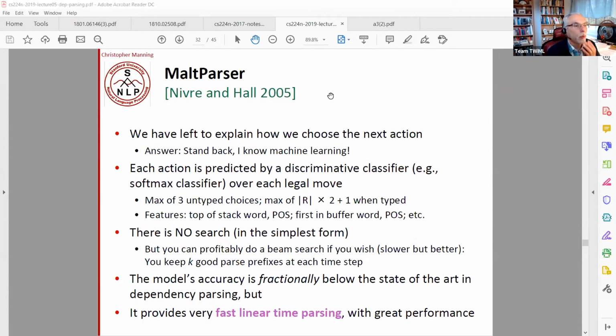So now he's talking about one of the early papers, how we choose the next action.